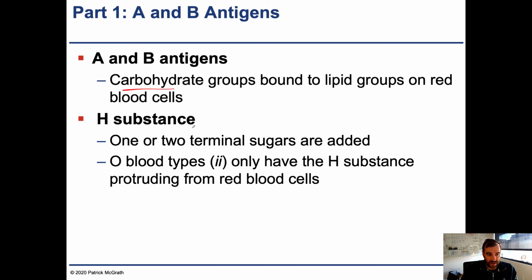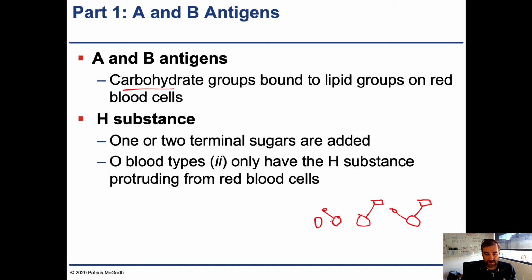And this is called H substance. So you have this H substance where either 1 or 2 terminal sugars are added. If you're an O type, you have just this H substance. If you're the A blood type, you have 1 sugar. If you're the B, you have the second sugar, and if you're AB, you have both sugars. That's the concept of how this all works.